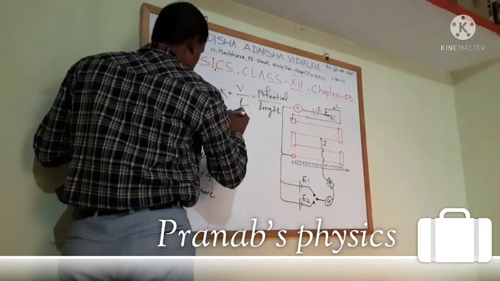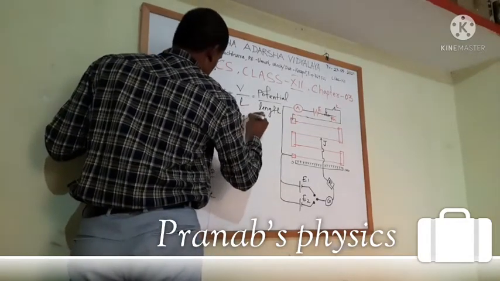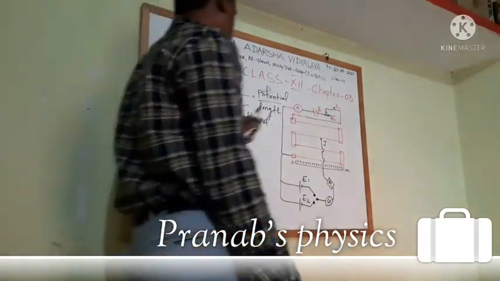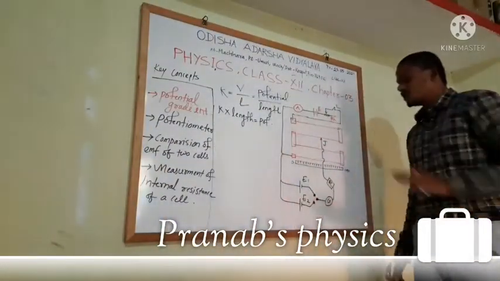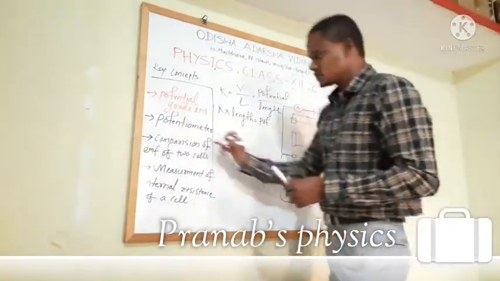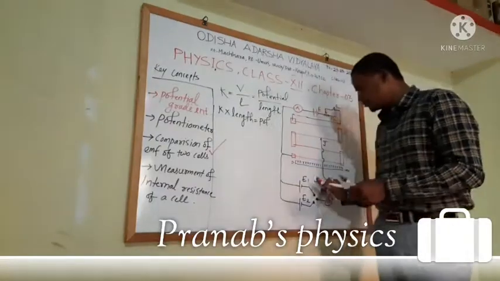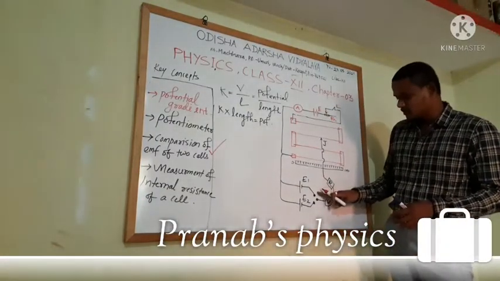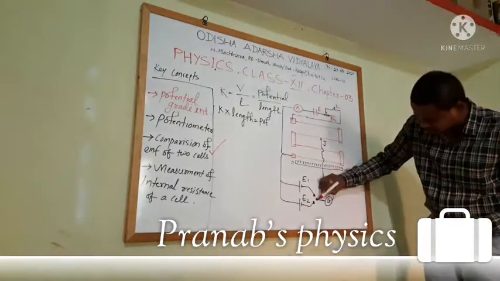So K into length will give us potential. Based upon this formula, we will compare the EMF of these two batteries. Let's do one thing. First, connect battery E1.